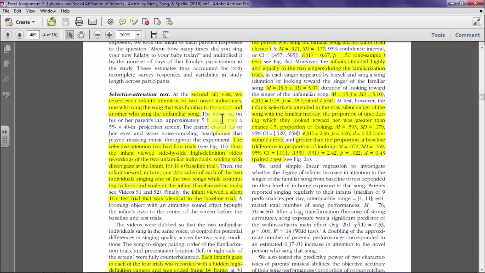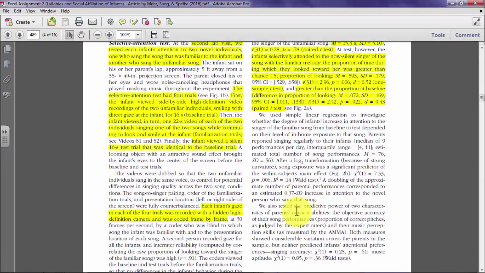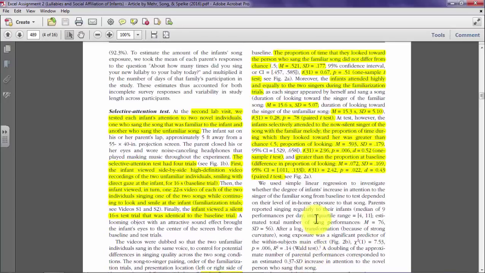So that's explained here, but the pictures make it a lot easier. And what they did was they recorded the infant's gaze for each of the 4 trials with a hidden high definition camera, and they coded it frame by frame. So they were able to really tell where the infant was looking and for how long.